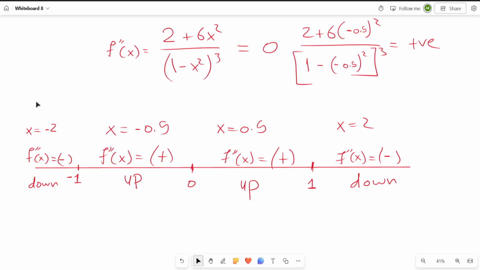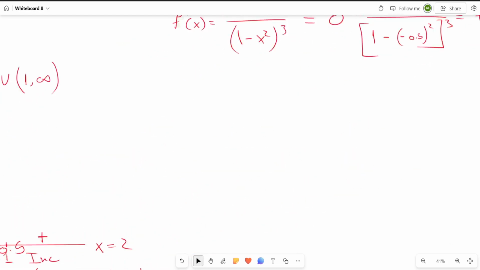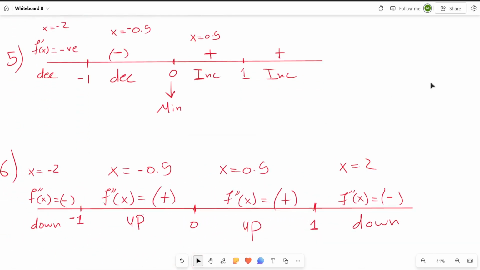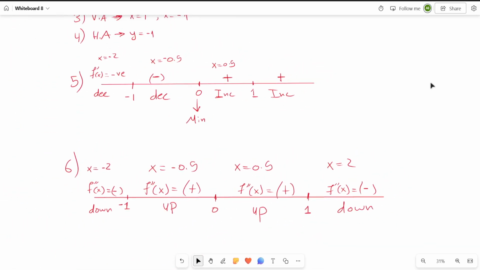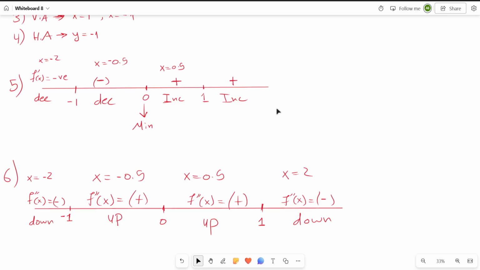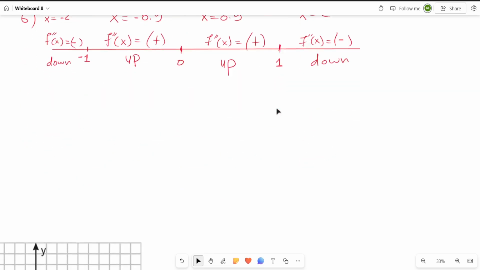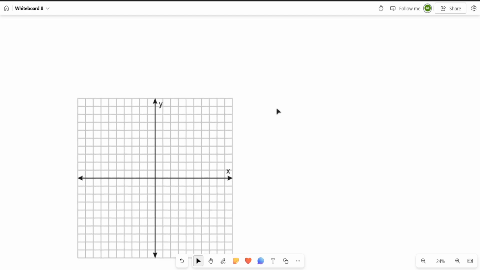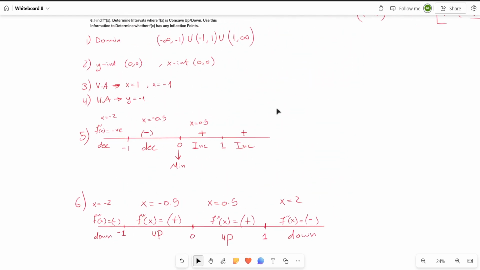So if we copy all the information we have from the 6 steps, we can now successfully sketch our function. So if we come over here and we try to sketch our graph on the coordinate plane, let's start by looking at our domain. The first thing you should do in sketching is to sketch your asymptotes. So let's sketch the vertical asymptotes and the horizontal asymptotes.